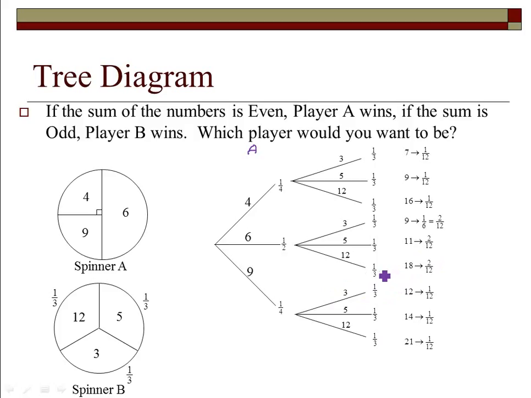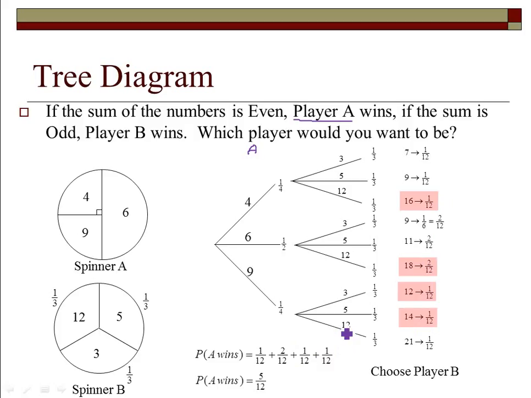That's 1/12. So again, let's look at player A. Player A wins if the total is even. So let's highlight all of my even ones. Well, I've got an even one here. I've got an even number. That's not even. That's not even. Right there. Right here. And right there. So let's add them up. We have 1/12, 2/12, 1/12, and 1/12. That's 2, 3, 4, 5. That's 5/12. This time it's less than a half. So this time player B has the advantage.